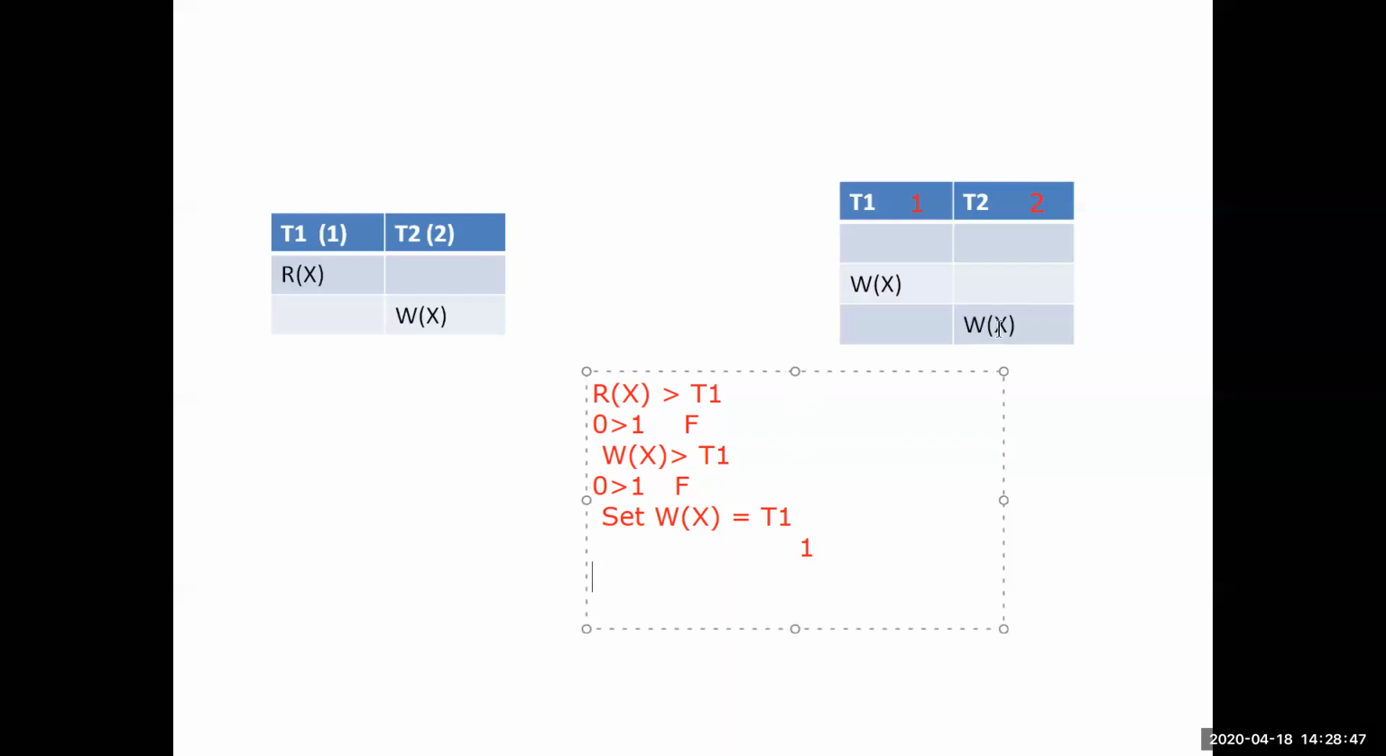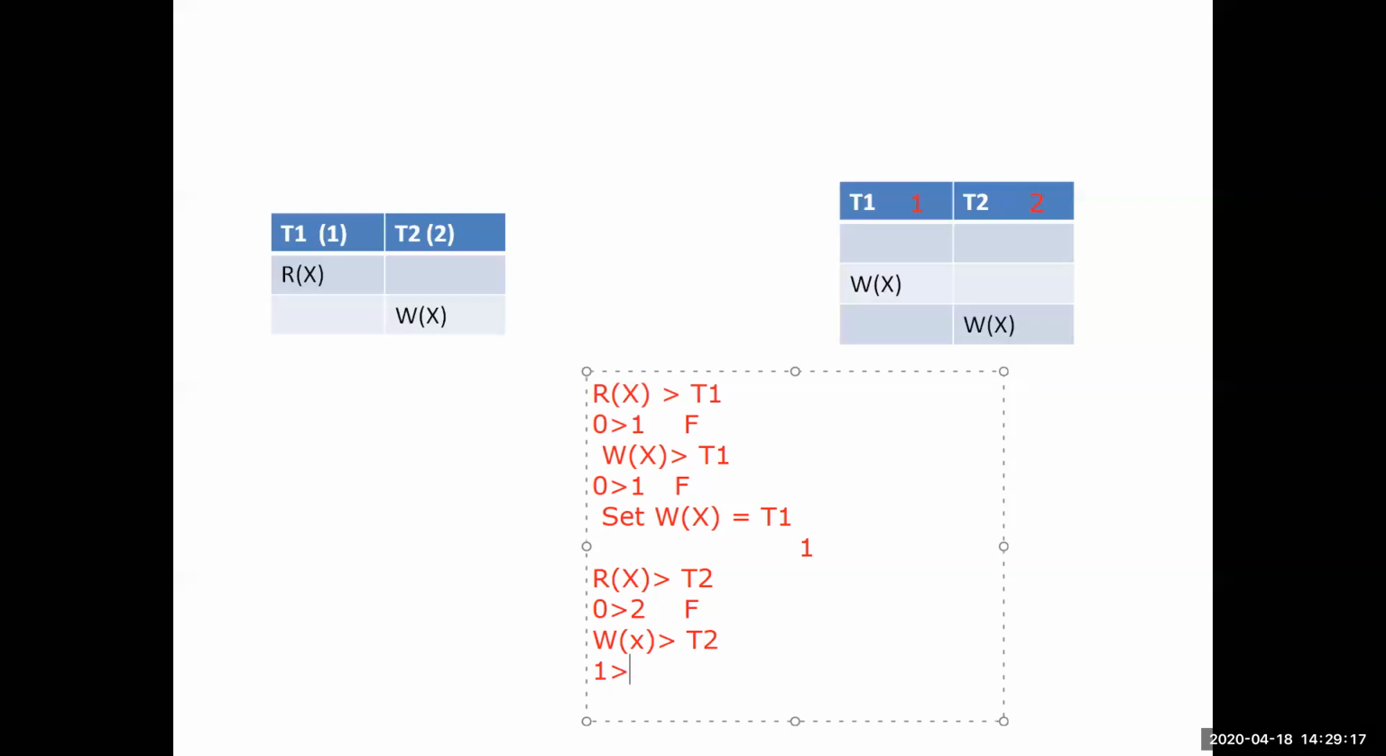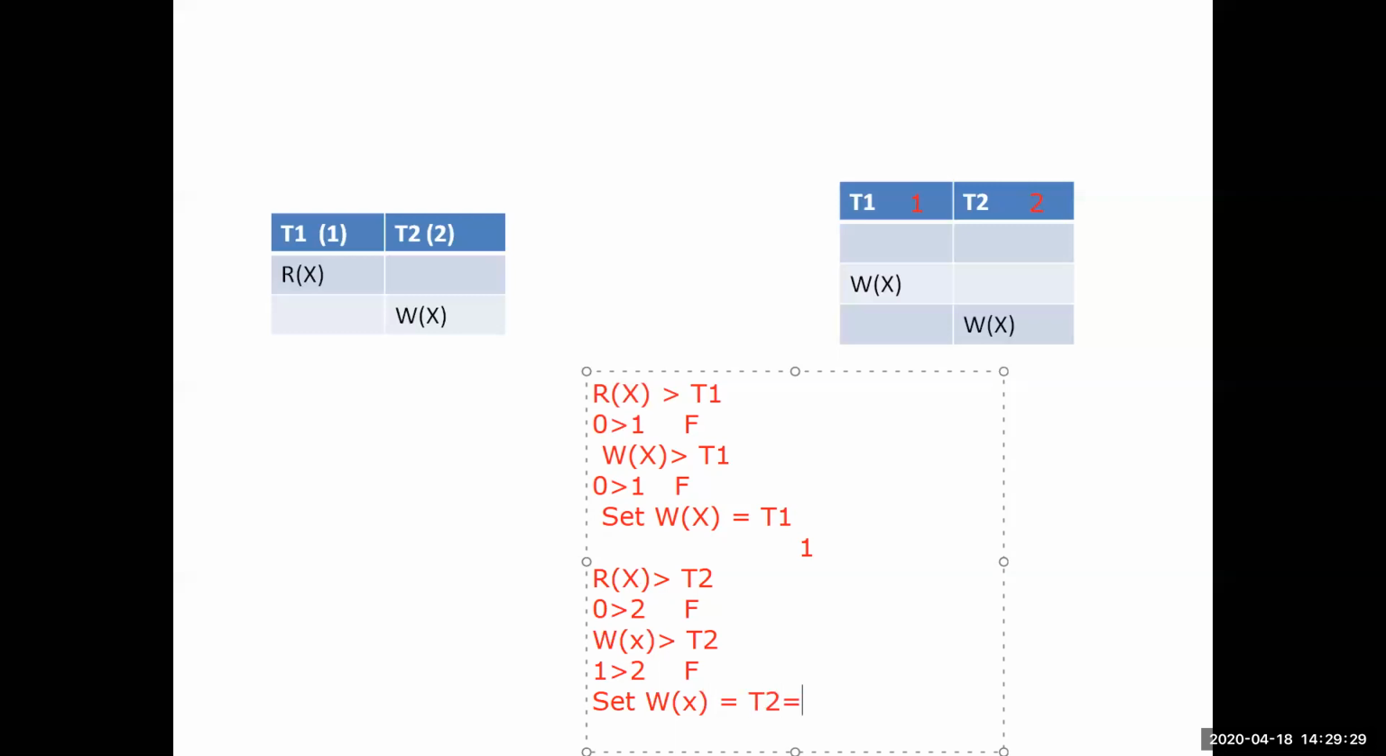Now I'll check this write of X under T2. I need to check read of X, which will again fail because 0 is not greater than 2. Read of X, is it greater than T2? My read of X is still 0. So is 0 greater than the T2 timestamp? The answer is fail. Then I'll check the write timestamp of X. Is write timestamp of X, updated to 1, greater than 2? Is it true? No, it's false. So set write timestamp of X equal to the T2 timestamp, which is equal to 2.